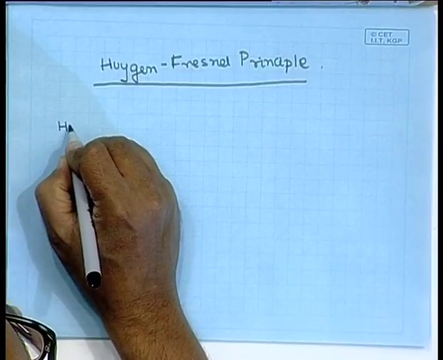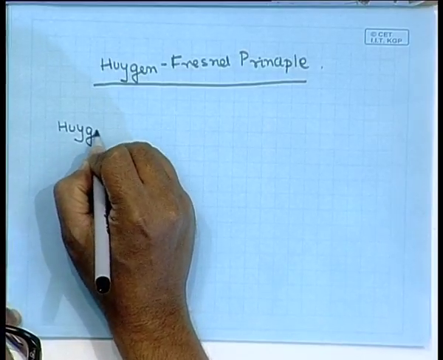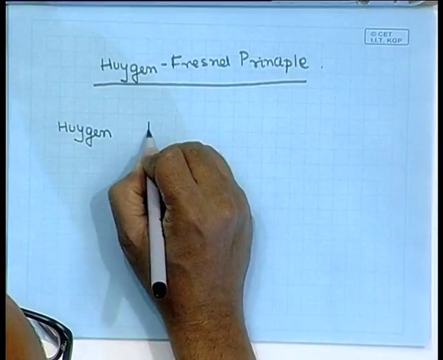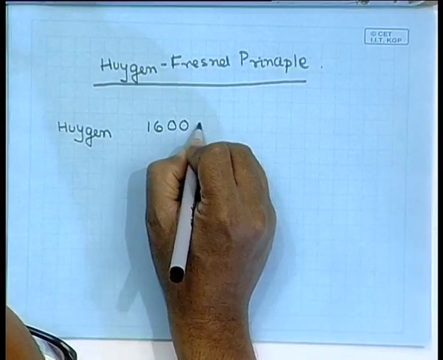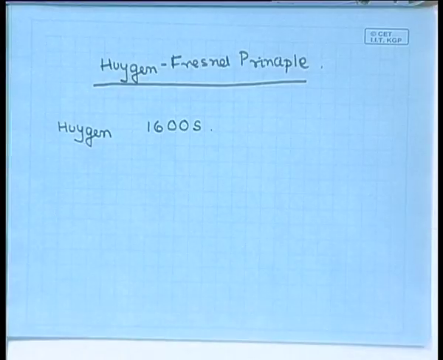The Dutch astronomer Huygen in the 1600s introduced the Huygen principle. The Huygen principle itself is not directly applicable to studying diffraction, but let me first tell you what the Huygen principle is. The Huygen principle tells us as follows. The problem is as follows.